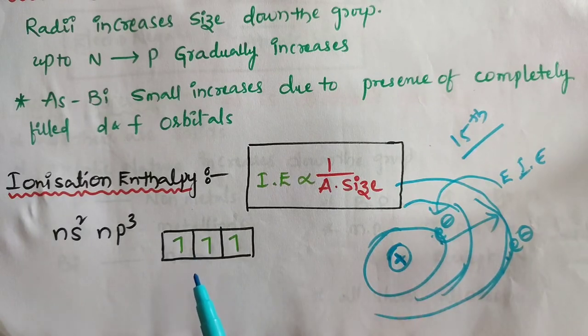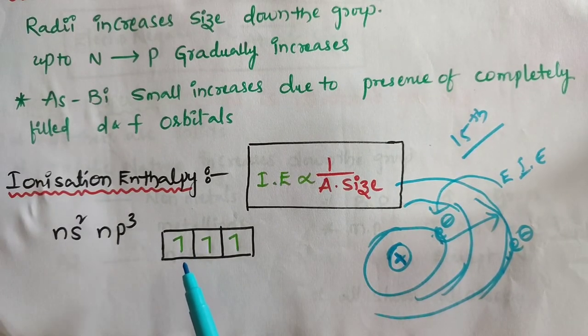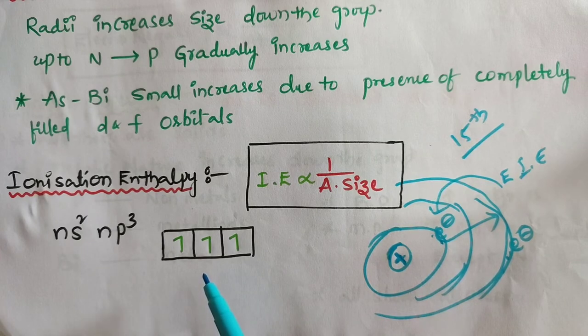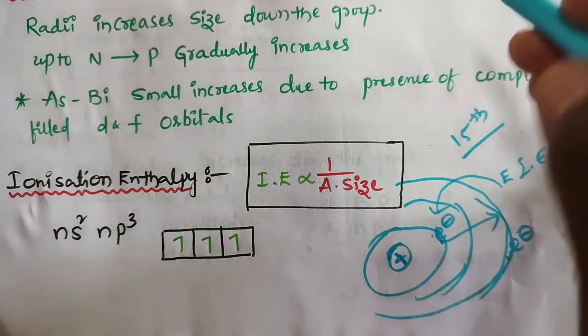Also, 15th group elements have the half-filled electron configuration ns2 np3. In that, the p orbital has a half-filled electron configuration. Compared with 14th group elements, these 15th group elements have high ionization enthalpies because of the half-filled electron configuration. Every element contains ns2 np3, so the p orbitals have half-filled electrons. That is the reason these 15th group elements have high ionization enthalpies compared with 14th group elements.